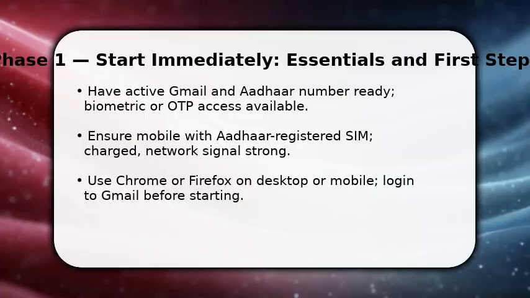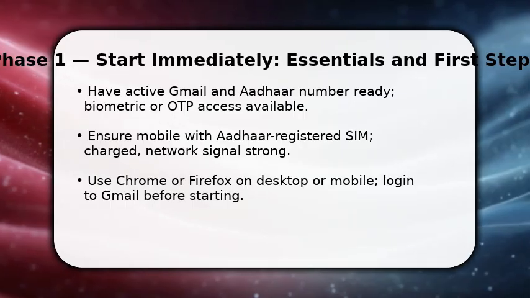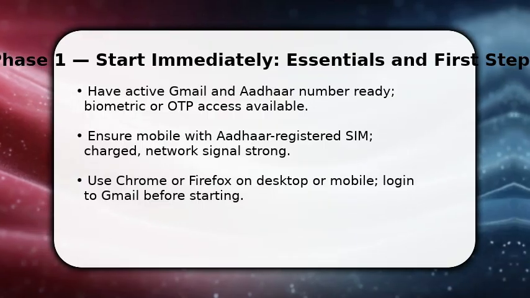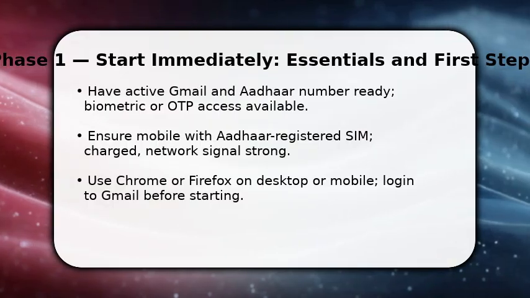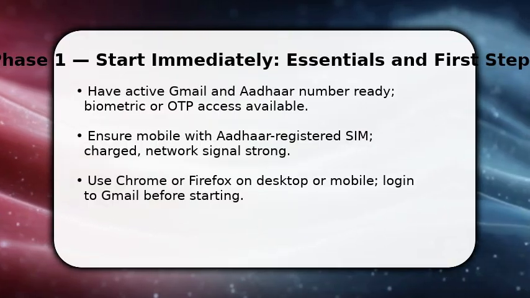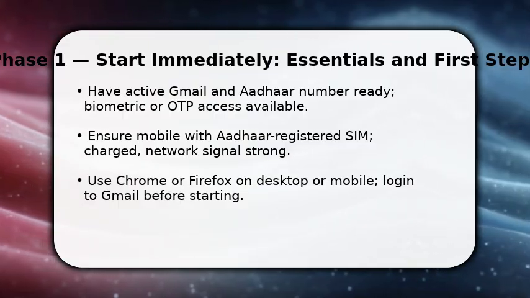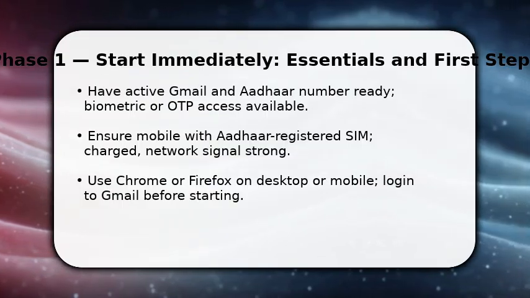Enjoy the video. You begin by confirming prerequisites: your Gmail account and Aadhar number, plus access to the mobile that has your Aadhar registered SIM. Once done, sign into Gmail and open settings where account recovery or identity sections appear. You need the SMS OTP pathway or biometric option at the UID portal. This is why the registered SIM matters.